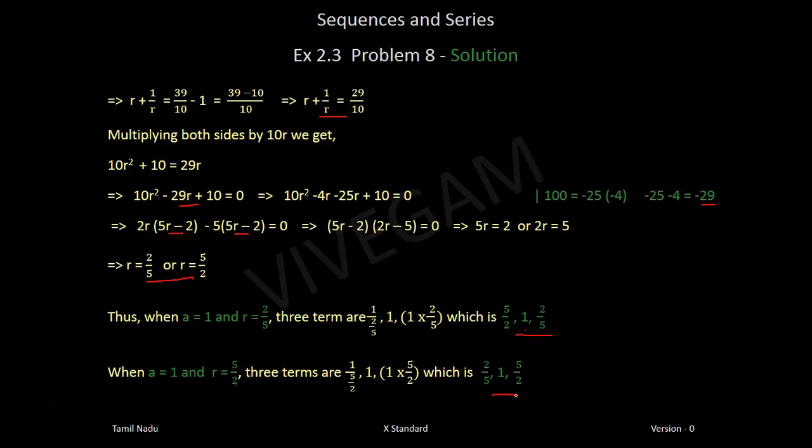What is the condition? The product of the three will be 1 and their sum will be 39 by 10. Okay, quick check. See, multiply these three. Are you getting 1? You'll get 1, right? 5 and 5 will cancel, 2 and 2 will cancel. So you'll get 1. Similarly, this 2 and 2 will cancel and 5 and 5 will get cancelled. So the product equal to 1. Similarly, we add up and check it, you will get 39 by 10.